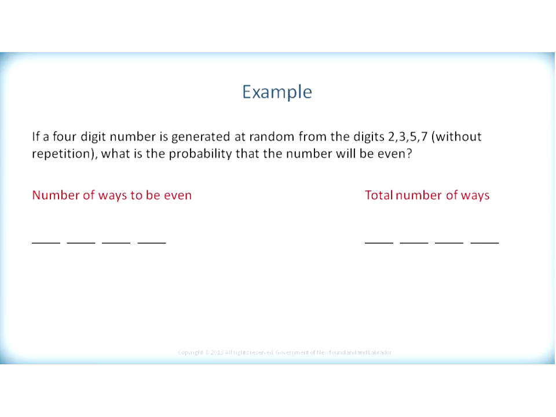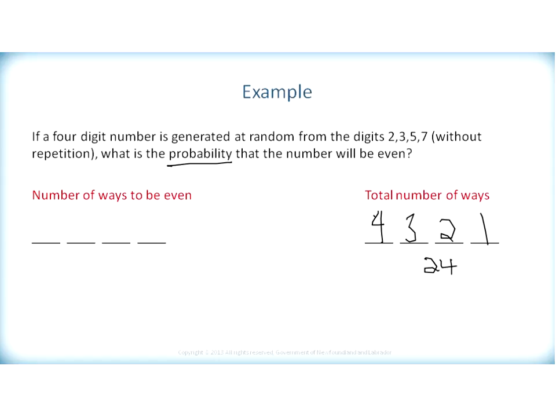If a 4-digit number is generated at random from the digits 2, 3, 5, and 7 without repetition, what is the probability that the number will be even? Let's first have a look at the total number of ways. The digit that can go in the first position, of course there are 4 digits in total, so there are 4 options for the first digit, 3 options for the second, 2, and then 1, giving us a total of 24 different 4-digit numbers.